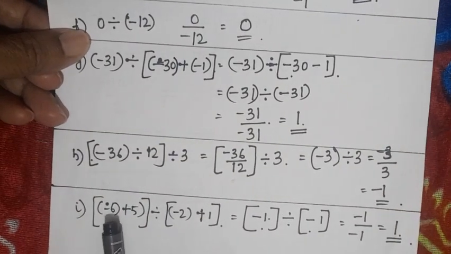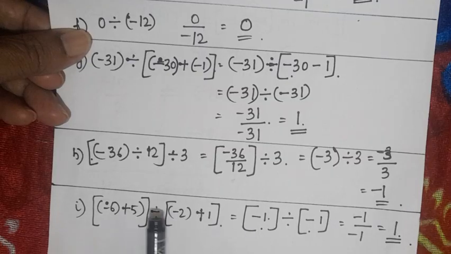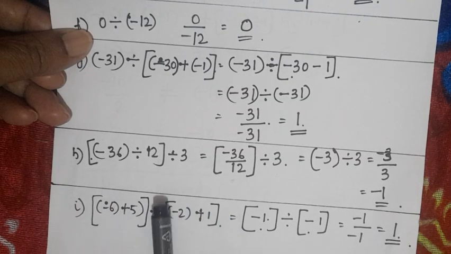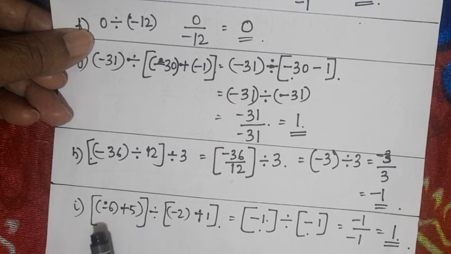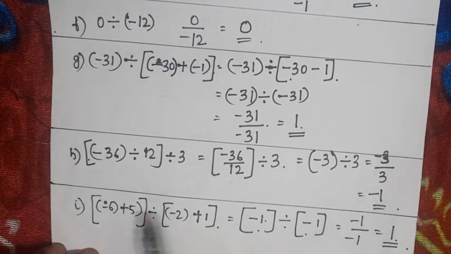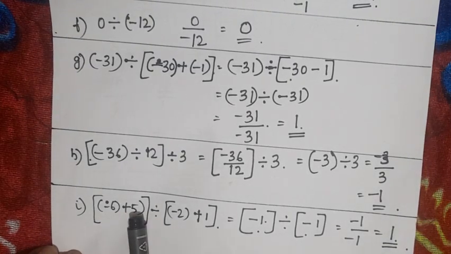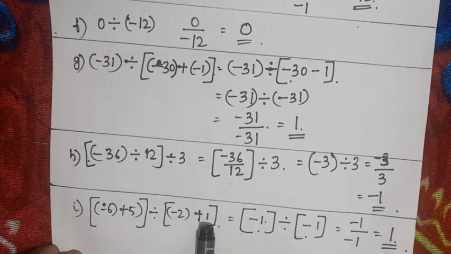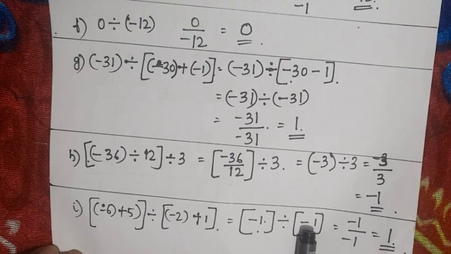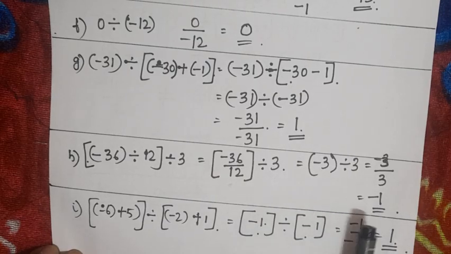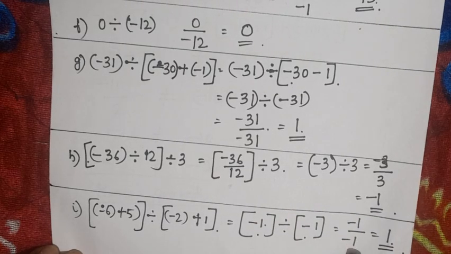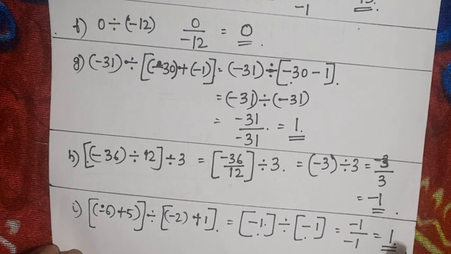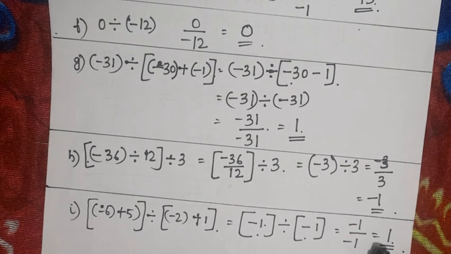The next question is (minus 6 plus 5) divided by (minus 2 plus 1). These two are in brackets. First solve these two brackets. So when you solve this one, minus 6 plus 5 is equal to minus 1, divided by minus 2 plus 1 is equal to minus 1. So as it is, you write now minus 1 divided by minus 1. So minus divided by minus is plus. 1 divides 1 one time. So the answer is plus 1.